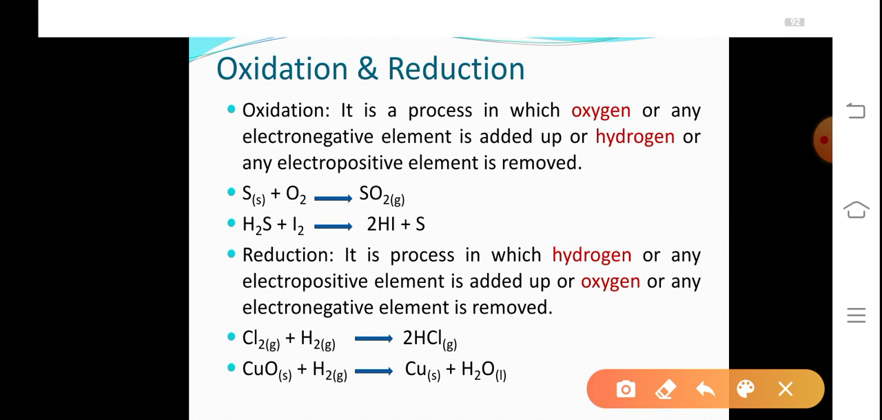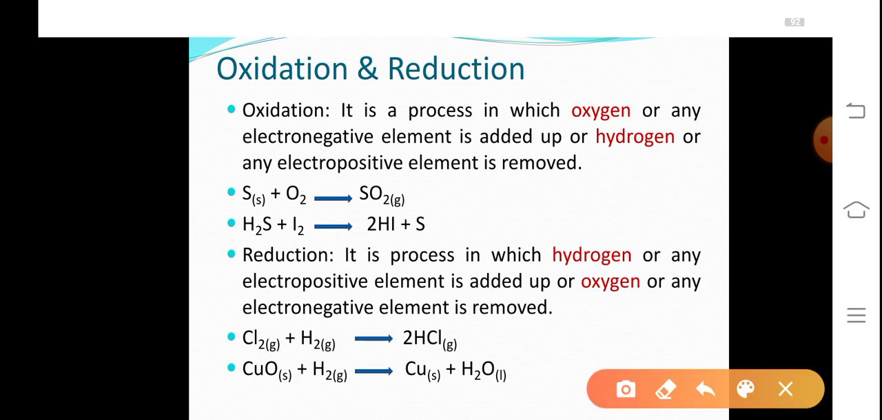In the first example, sulfur, when it reacts with oxygen, forms sulfur dioxide. So in this equation it is clearly seen that oxygen is added to the sulfur. Hence, sulfur is oxidized. Now, let us look at the second example.